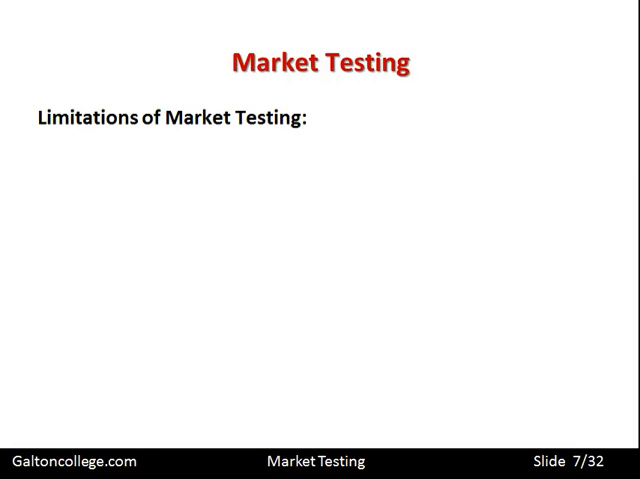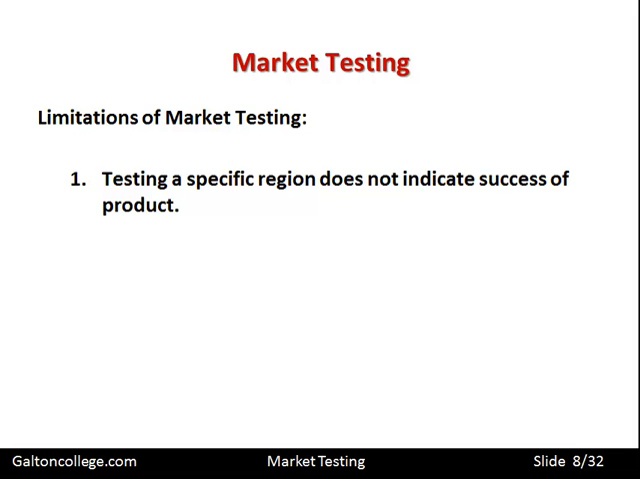Now, there are limitations in market testing. Testing in a specific region does not indicate the success of the product. Care must be taken that the region selected is not atypical. It's not different to the rest of the areas. Its characteristics need to represent the wider market that's going to be the product's area for delivery later on. So it's important that the product reacts well in the selected area, but the selected area itself is representative of the whole market.